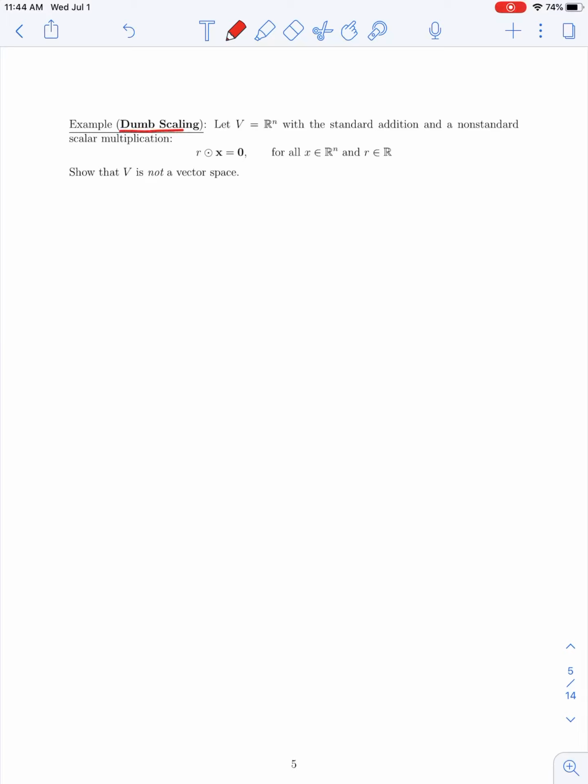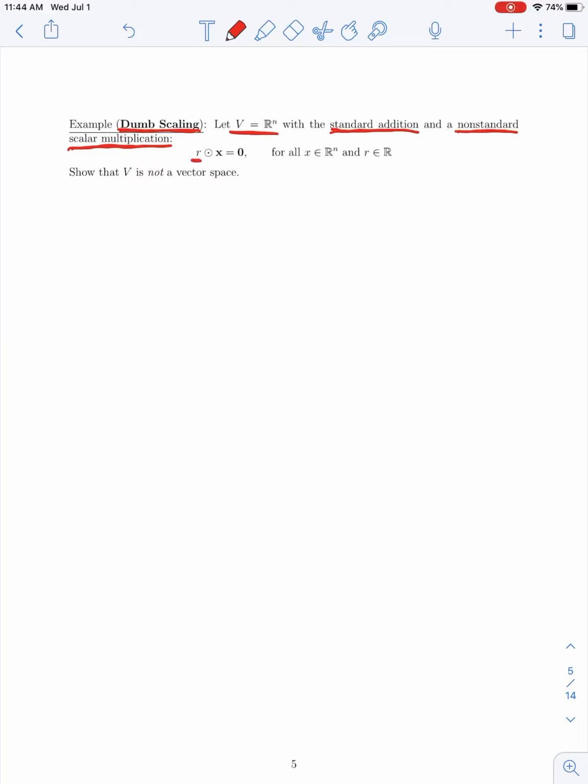So our first example that we'll consider has a new definition of scalar multiplication, which we'll refer to as dumb scaling. So here, let's suppose that V is the set Rn, so the set of n-dimensional vectors with real entries. And we'll assume that this space has the standard addition for n-dimensional vectors, but we will define a non-standard scalar multiplication in the following way.